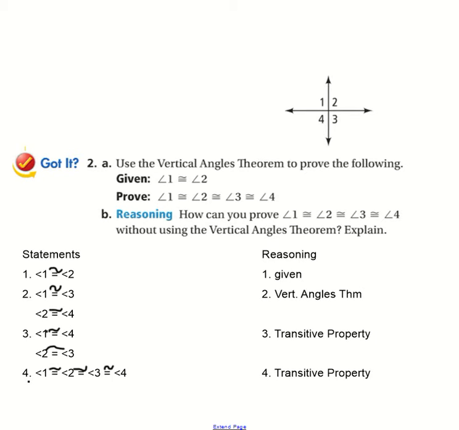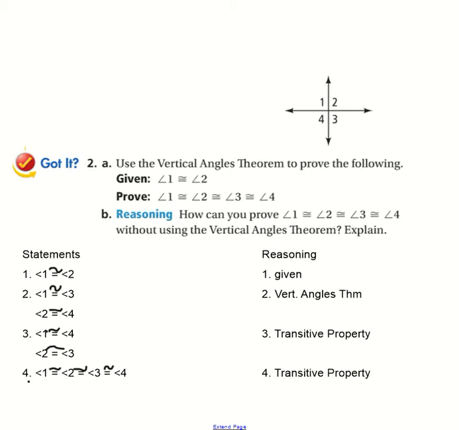Alright, you can take a look at my proof. I did angle 1 is congruent to angle 2 because it is given, and then I used the vertical angles theorem to say angle 1 is congruent to 3 and angle 2 is congruent to 4, and then used the transitive property to say that angle 1 is congruent to angle 4 and angle 2 is congruent to angle 3. Then I used the transitive property once again to make my long statement that angle 1 is congruent to angle 2, which is congruent to angle 3, which is congruent to angle 4. So that's how we would do that.